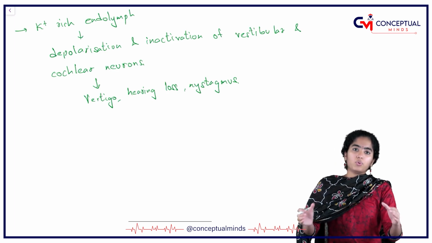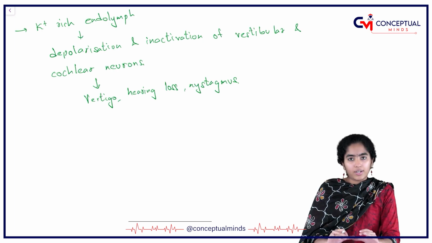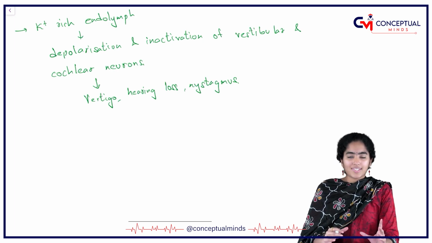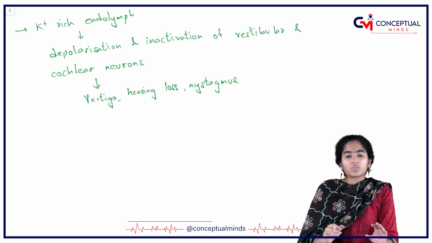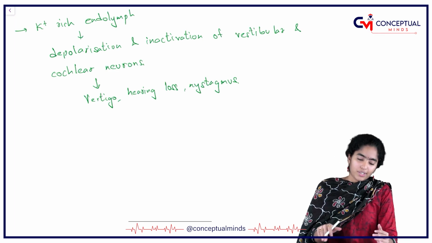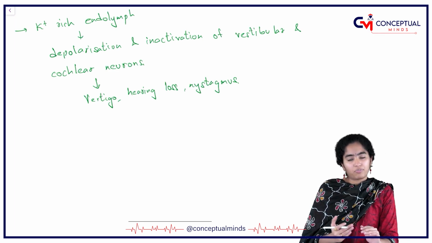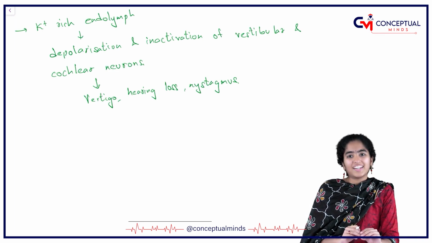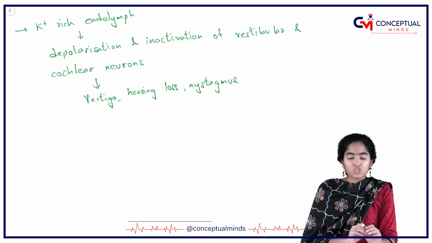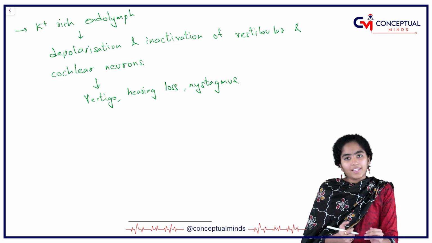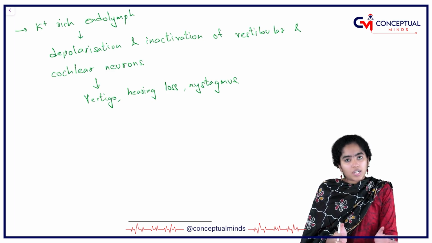So again fluid begins to accumulate in the endolymphatic structure and it pushes the Reisner's membrane, and after some time the pressure becomes so much so that it breaks the Reisner's membrane again. And again there is repetition of this entire process, mixing up of perilymph and endolymph and causing depolarization and inactivation of vestibular and cochlear neurons. Again the membrane heals, again the pressure builds up and this process continues.